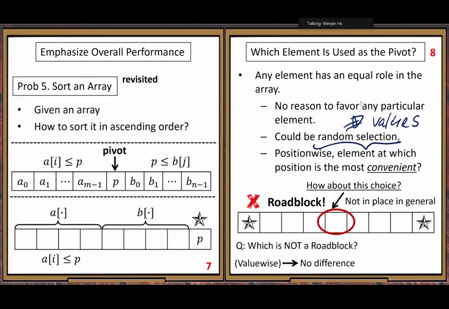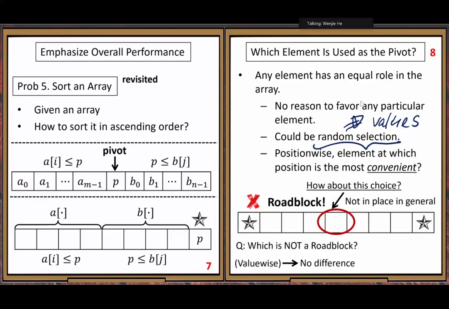A of I less than or equal to P, and P less than or equal to B of J. That's the state of the data after the partition step. The next step, we want to make it happen. So here, we know our goal. This is our goal. Now we need to make it happen. How to get it?